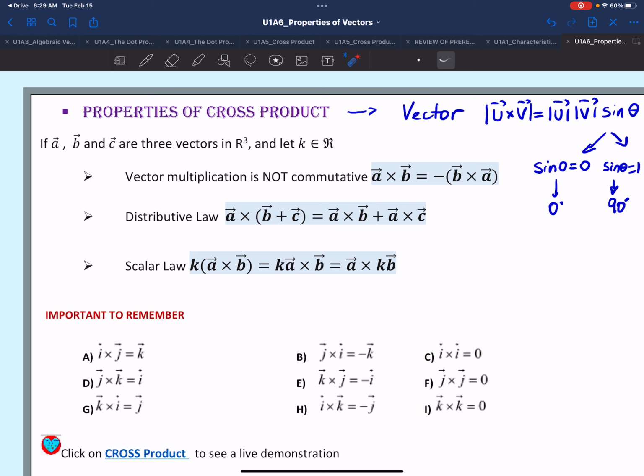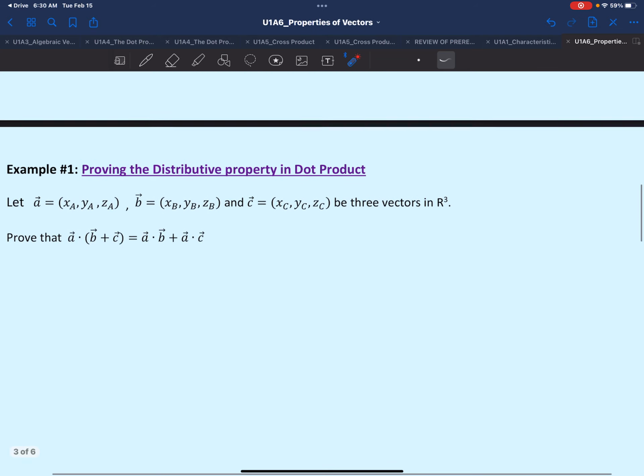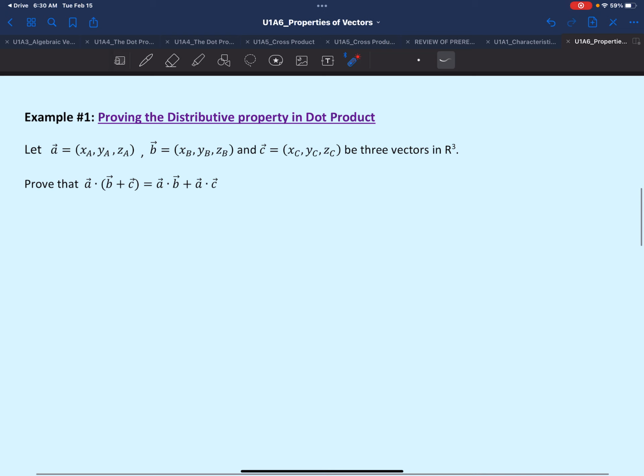Now, we said that when the vectors are perpendicular, sine theta will be 1. And we're going to say that i cross j equals k, j cross k equals i, k cross i equals j. Now, when we change the order, j cross i, k cross j, i cross k, then we're going to say that the vector will be opposite because we follow what we call the right-hand rule. So these were all the properties. Now let's take a look at a couple of examples.